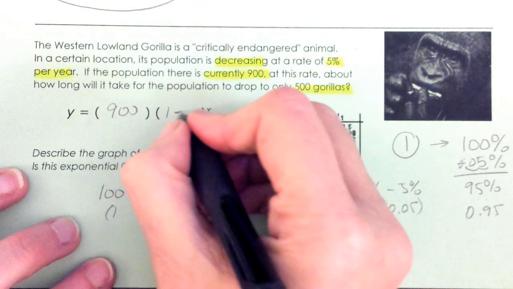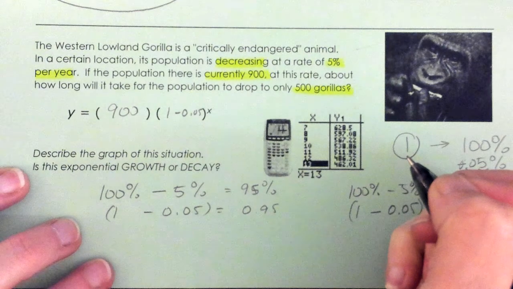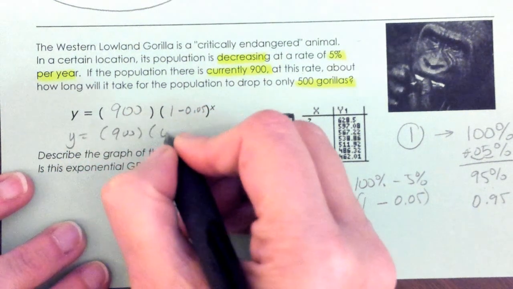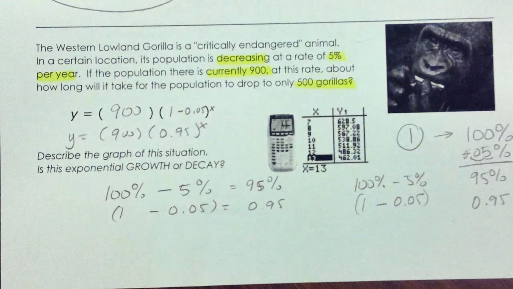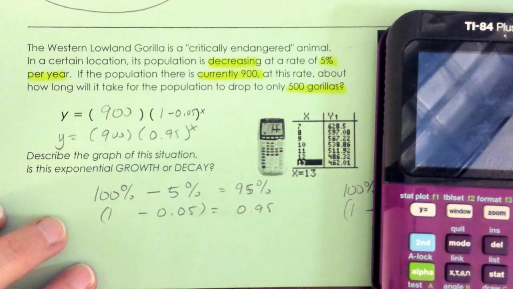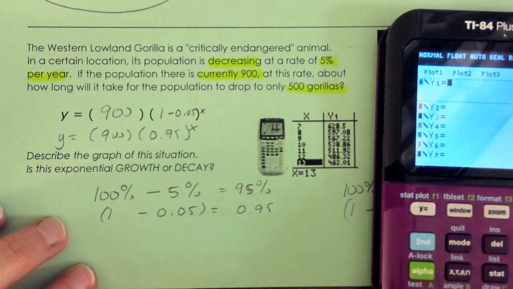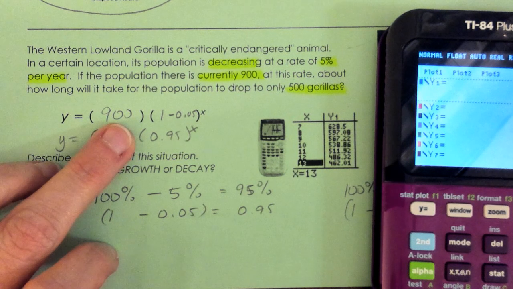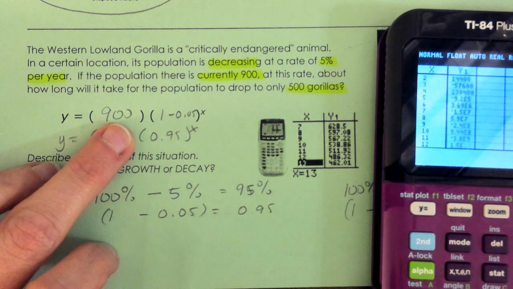So I can actually write this in either of those ways. I can write 1 minus 0.05 to the x power, or I can write y equals 900 times 0.95 to the x power. Either one of those ways of writing it is acceptable. We're going to do more examples, so don't freak out. So if I put this into my calculator, 900 times 1 minus 0.05 to the x power, and I look at the table.